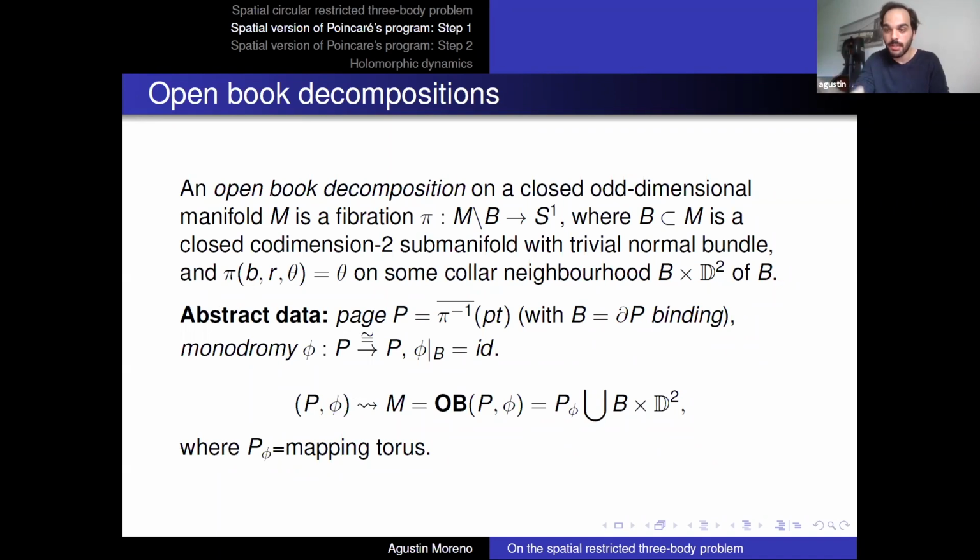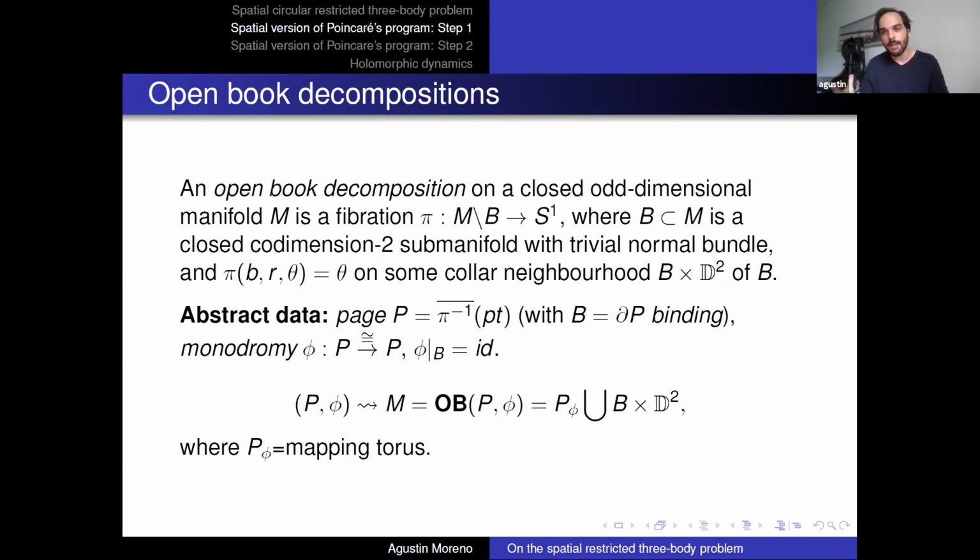And if you give me these two pieces of data, P and Phi, I can cook up for you an abstractly defined manifold M, which we denote by the open book associated to P and Phi, just by gluing two pieces together, right? A mapping torus piece, the mapping torus associated to P and Phi. Just take P, take the product with the interval, glue the top lid to the bottom lid with the monodromy, and then you glue in the collar neighborhood of the binding. So now you've closed your manifold. Okay, so the first one is a concrete definition. The second one is an abstract notion. Up to isotopy, they're actually equivalent to each other.